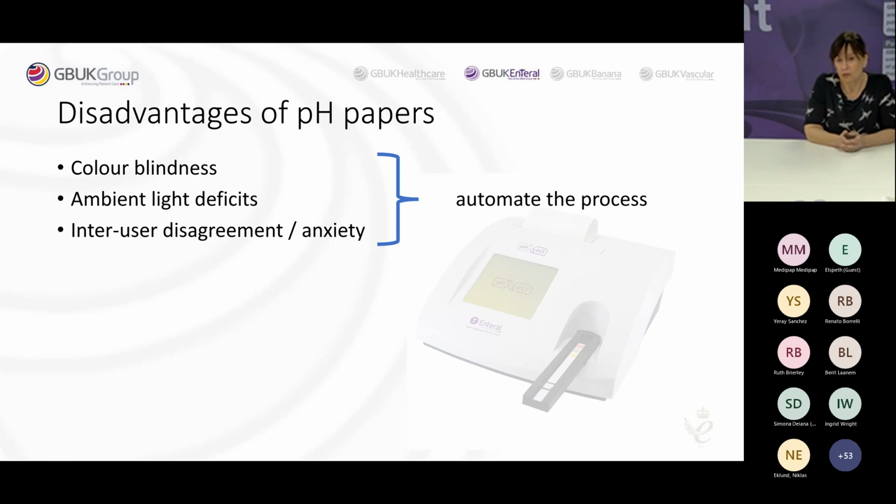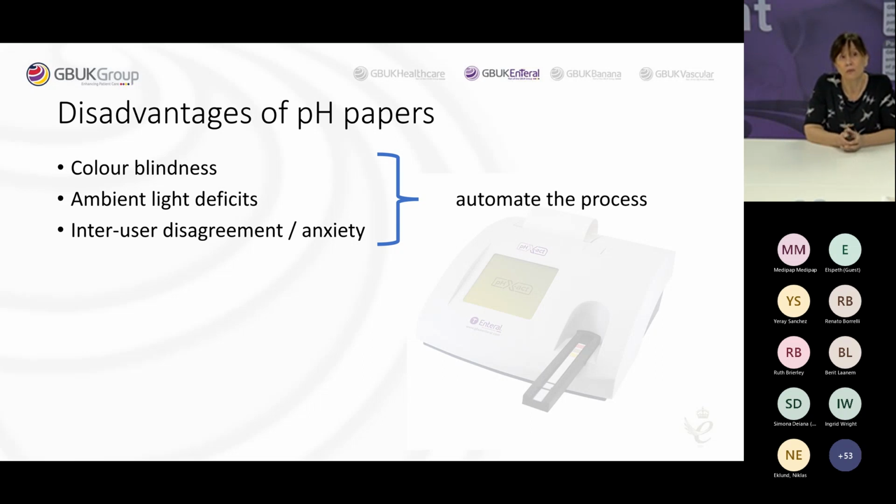duty and you're trying to read one of these strips by a very poor lamp at the head of the patient's bed, it can be very difficult to read these strips. And also, as I mentioned earlier, inter-user disagreement and anxiety can lead to some difficulty in reading the results. And the answer to that really is to automate the process. And by automating the process, you take out those human factors.